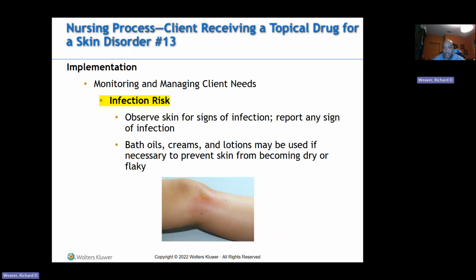Let's see. What else? So remember your signs and what is considered signs and symptoms of infection. That's really important to keep in mind. We tend to ask questions about these things. So your redness, heat, pus, elevated temperatures, and so forth. These can be signs of infection, and so be ready to report.